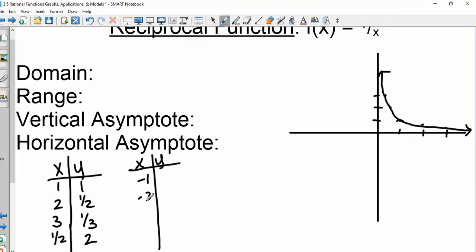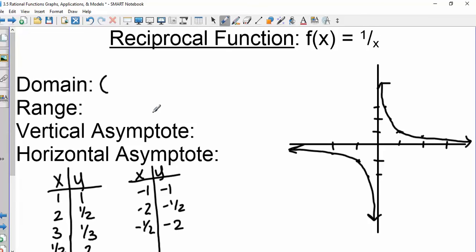We could plug in some negatives. If I put in -1, we get -1 out. If I put in -2, I get -1/2. If I put in -1/2, I get out -2. So it's kind of the same thing just over here. So the domain of this, what can x not be? 0. So our domain is -infinity to 0, union 0 to infinity. Our range, if we look at this graph, what is the one y value we never hit? 0. So our range actually turns out to be the same thing.